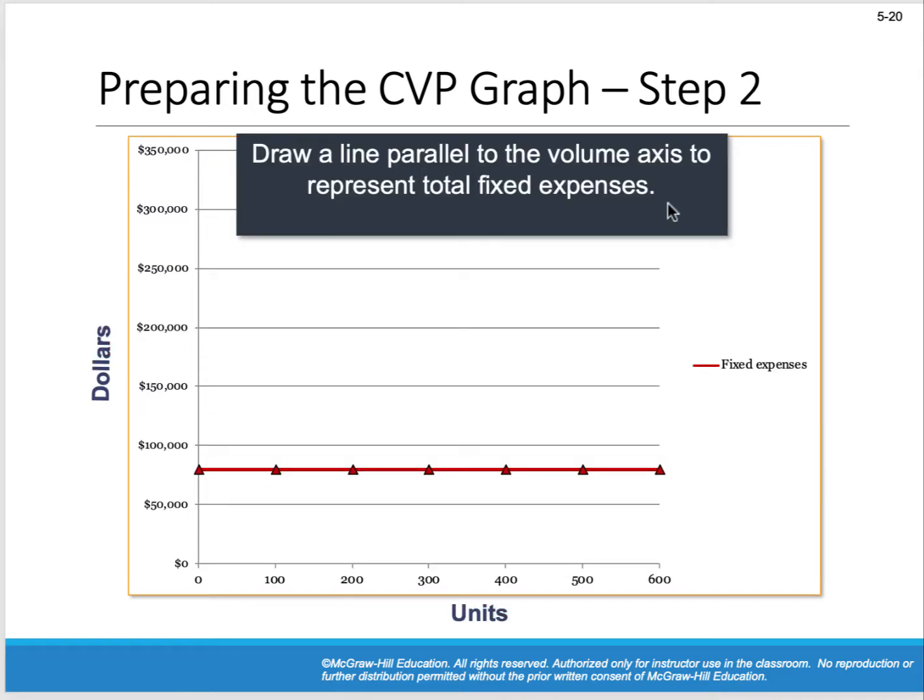The first step is to draw a line parallel to the volume axis that represents total fixed expenses. If you remember from our previous video, our fixed expenses were $80,000. So the first step is to figure out what our fixed expenses are, and draw a parallel line to the volume axis to show that this is our total fixed expense line.